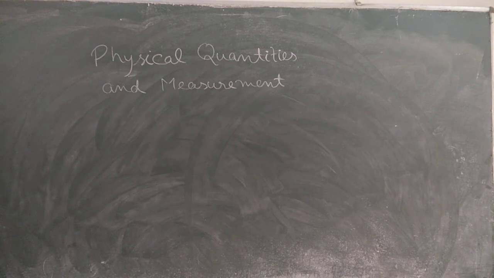Today in this video, as you are observing, we are going to discuss our first topic of this session. This is your physical quantities and measurement. What are physical quantities? Physical quantities are the quantities which can be measured. They are known as your physical quantities. If we are unable to measure them, they are not physical quantities.